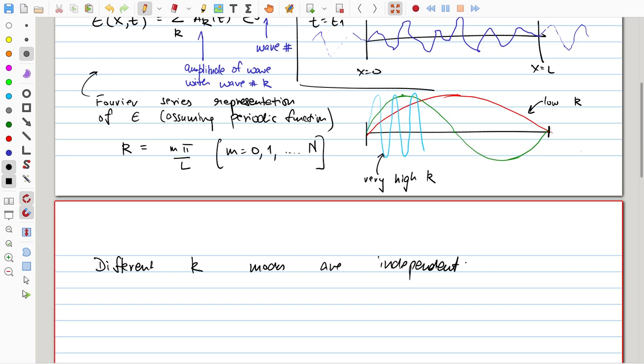this idea of the independence, the orthogonality of functions. So if the functions are orthogonal, that means that they are independent. That's one way to say it. Another way to say that is that different k modes are independent, so they don't feed each other.